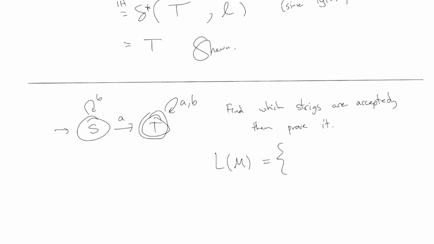What do you say? Did you say B to the N A? B to the N A. This is good. I have something to add at the end there. B to the N A is certainly accepted. You go B's and then A, and it's accepted. Could you do stuff after the A? I think actually you could. In fact, you could do anything you want after the A, and it would still be accepted, right? So the way I would write that is B to the N A X, where X can be any string, all right?